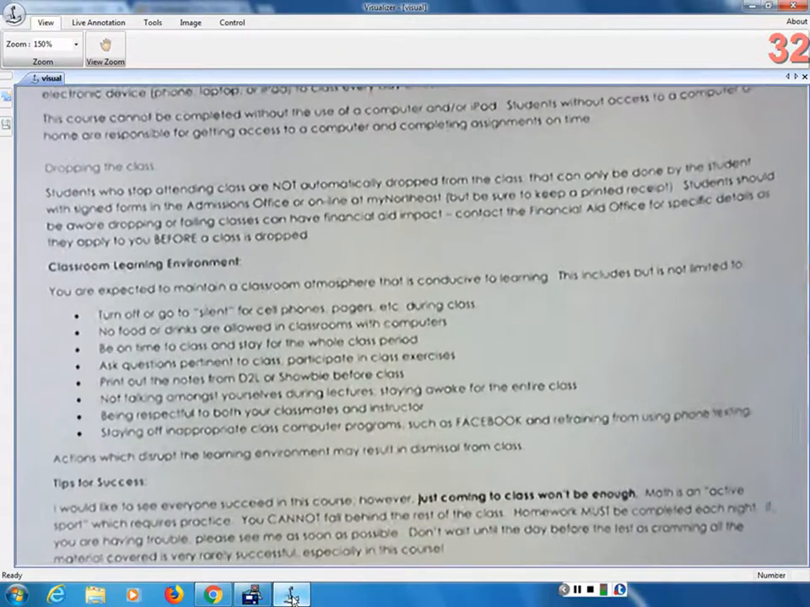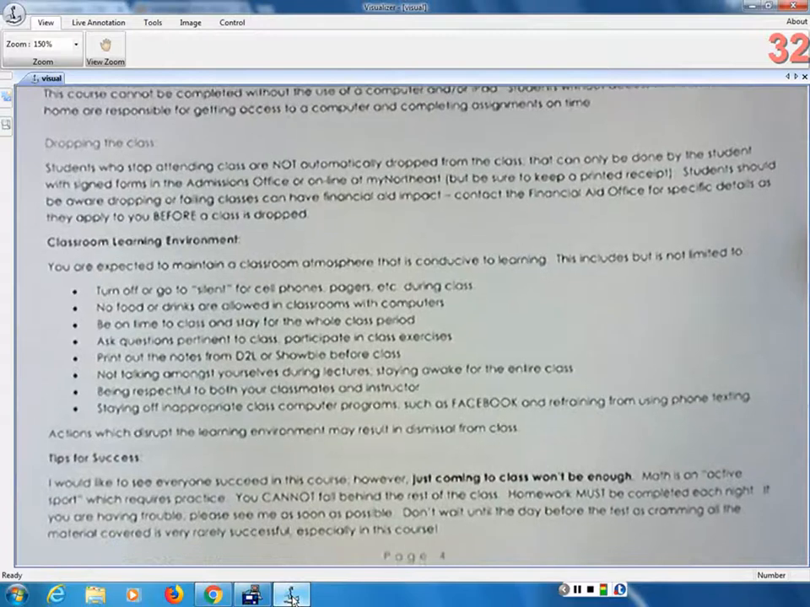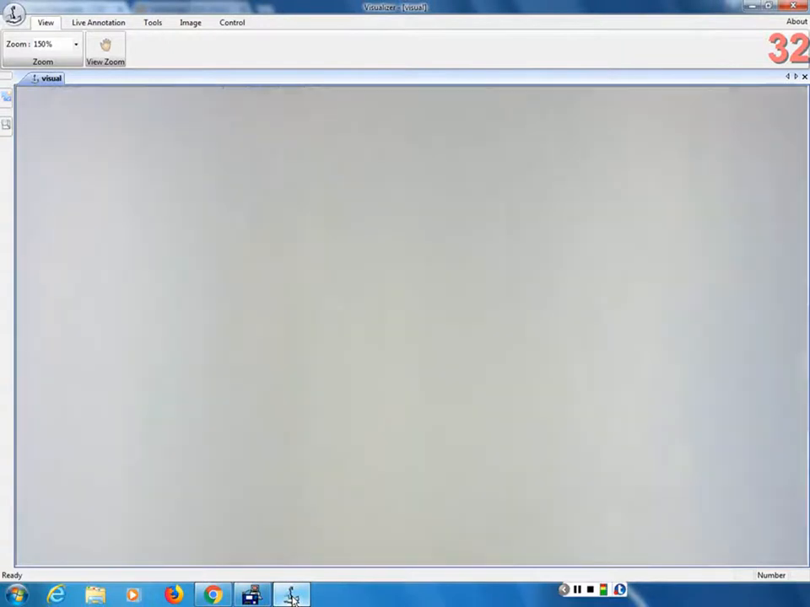Tips for success. Just coming to class won't be enough. You need to do your homework every night. Keep a notebook. And when you do your math lab, even though I don't collect the work, you should keep it in a spiral or somewhere neat. Any questions about the syllabus? It's all posted online.